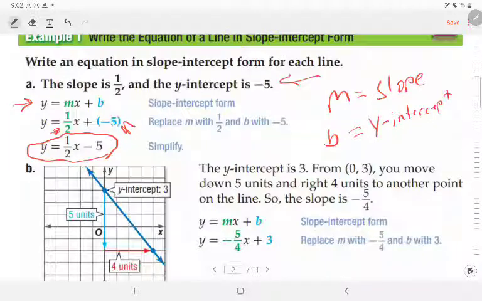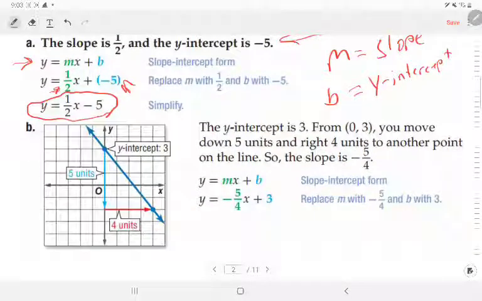Okay, all right. Now, in this case, on B, they give us just a graph and a line. Well, with that graph, if we can find what the slope is and we can find what the y-intercept is, we can write the same equation. So let's take a look. Remember, y-intercept is where it crosses the y-axis. So right here is where it crosses the y-axis. That's going to give us a y-intercept of 3.